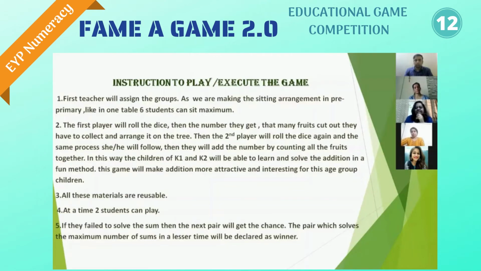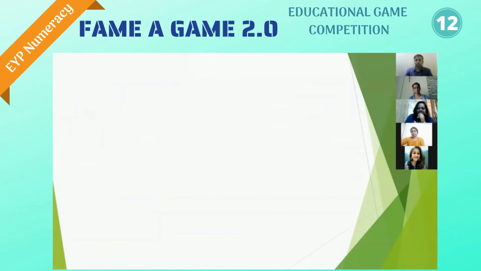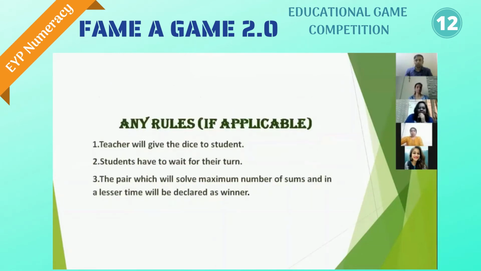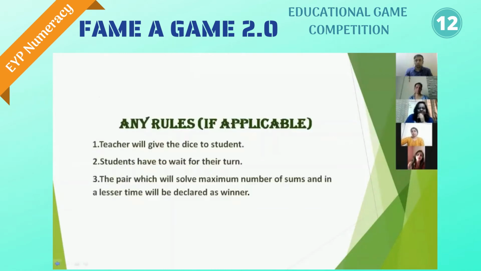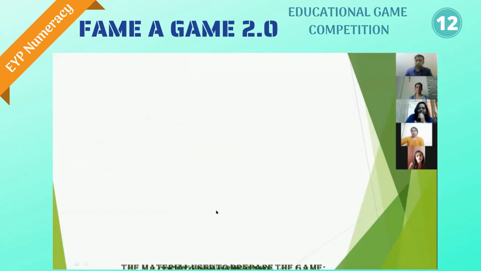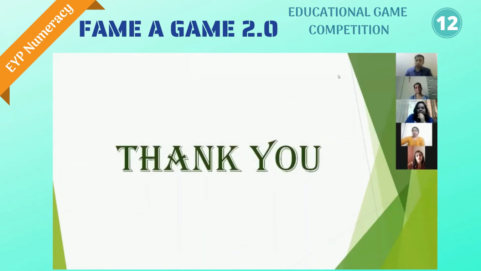Since all children may solve the sums easily, we are going to keep a timer, so we will see who solves the sum in a lesser time, and they will be declared the winner. So the rules are: the teacher gives the dice to the children, and students have to wait for their turn. The pair which solves the maximum number of sums in a lesser time will be declared the winner. So this is our game. Now I request Sangeeta ma'am to show us a demo.